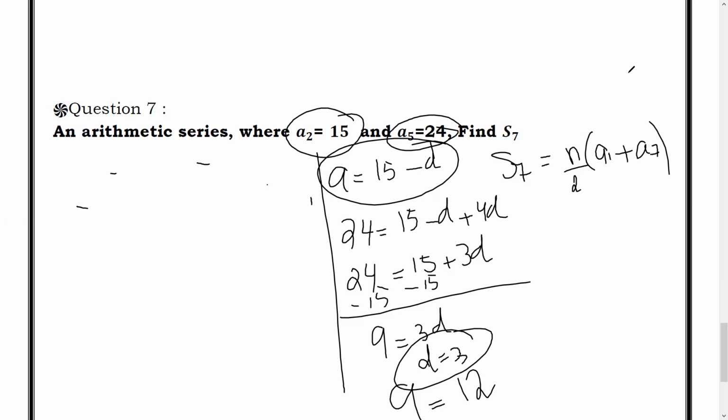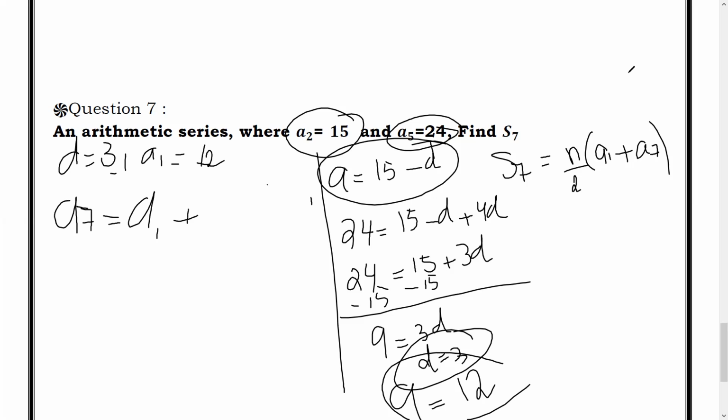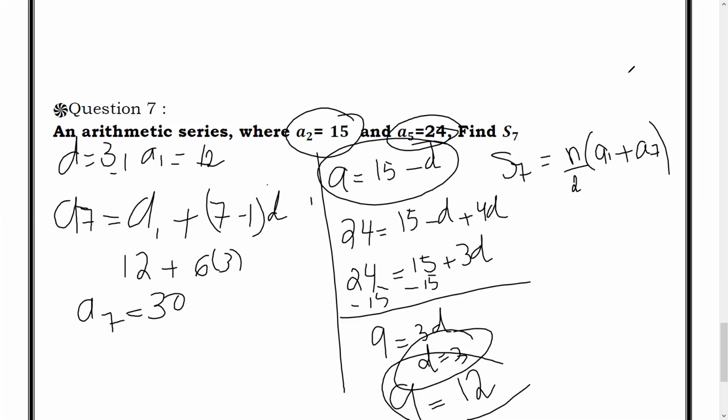Then, as I told you, d is 3 and a1 is 12. Okay, I found it. Now I need a sub 7. How can I find a sub 7? It's going to be a1 plus 6d. You will say yes, it is a1 plus 6d, or a5 plus 2d. So it is a1 plus 7 minus 1 times d. A sub 1 is 12 plus 6 times 3. 18 plus 12 is 30. So a sub 7 now is 30.